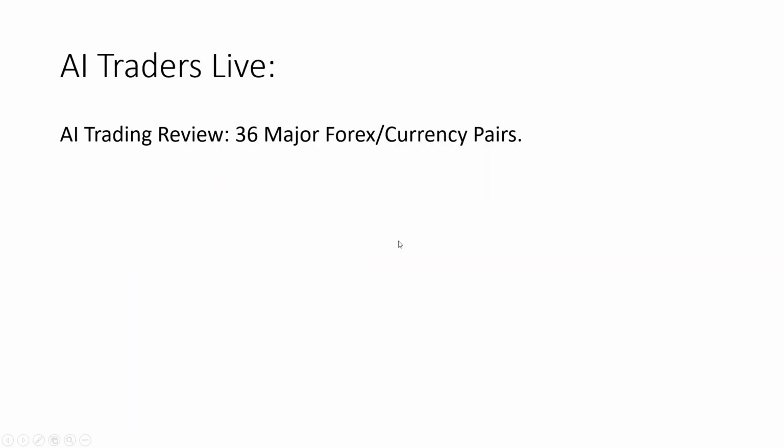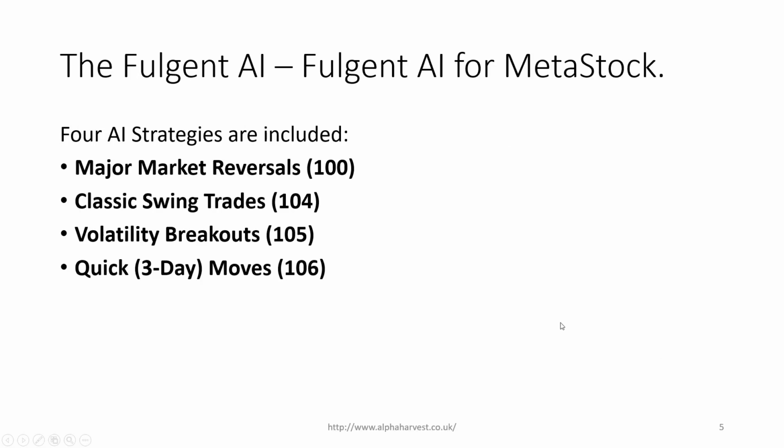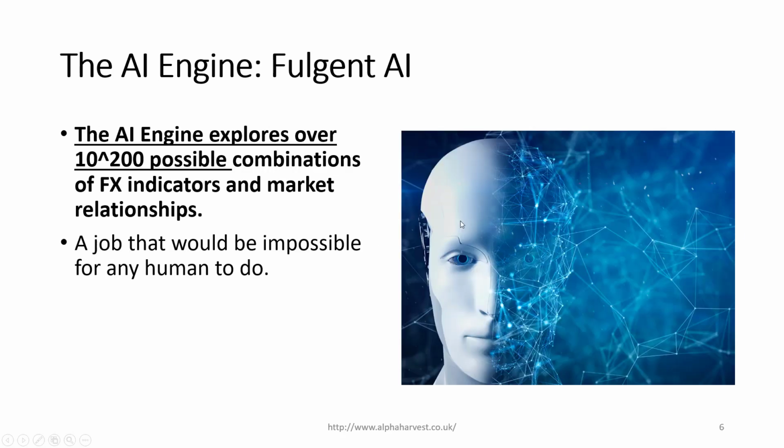Today we'll be looking at the 36 major Forex or currency pairs, and we're going to use 4 artificial intelligence trading strategies: major market reversals, classic swing trades, volatility breakouts, and three quick 3-day moves. Now these 4 cater from medium to long term holding periods, shorter medium term, and then shorter high frequency trading strategies.